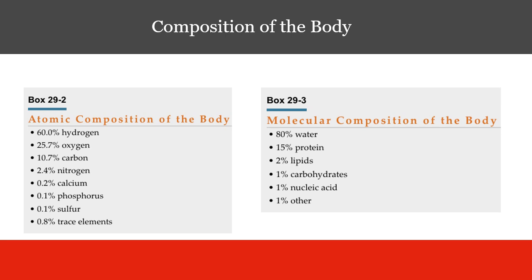I'd like to take a moment just to talk about the nucleic acids. So we have 2 types of nucleic acids. They are DNA and RNA. When you consider that 1% are nucleic acids, that means that less than 1% is DNA.